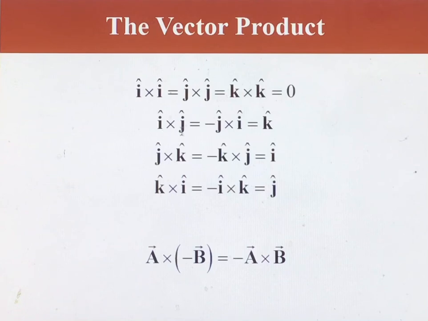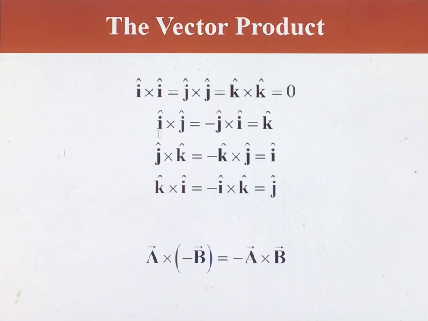Now, if you take I and J, this is the same as negative J and I, which is K. If you take J and K, this is equal to negative K and J, which is I. And if you take K and I, this is the same as negative I and K, which is equal to J. So generally, the cross product of A and negative B is the same as negative A cross B.